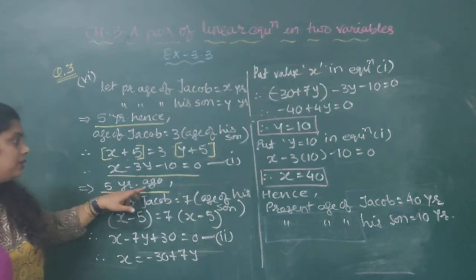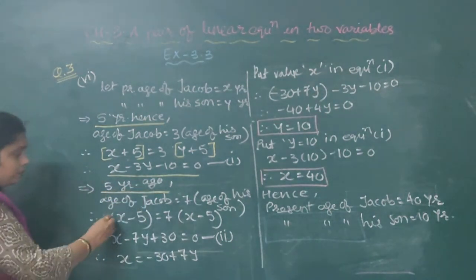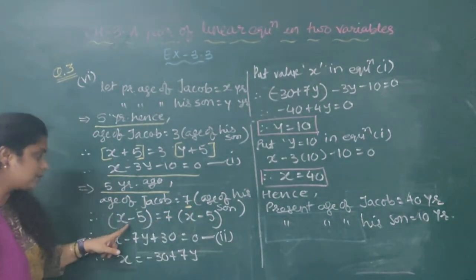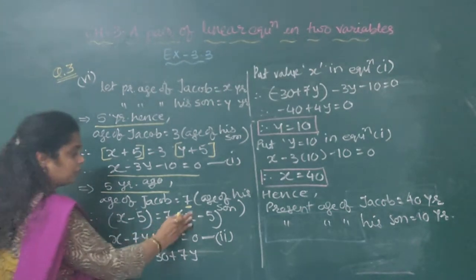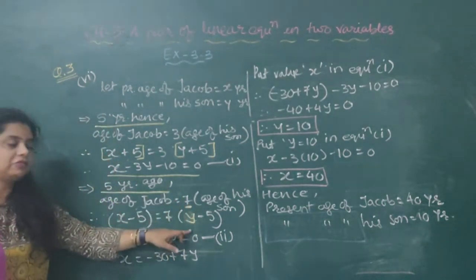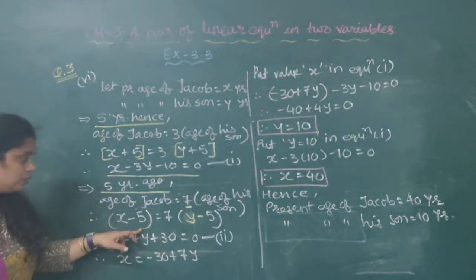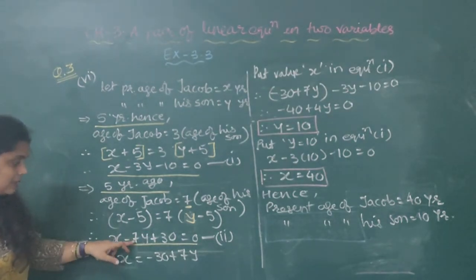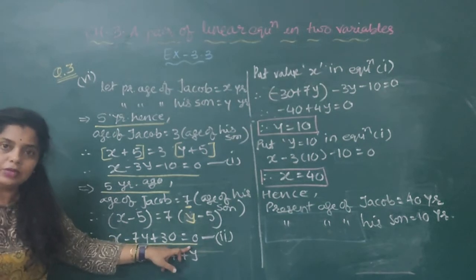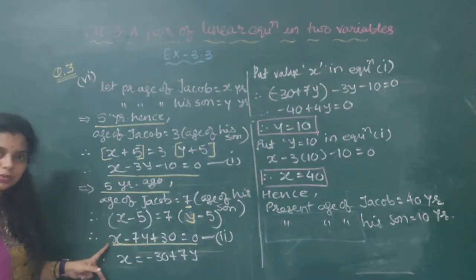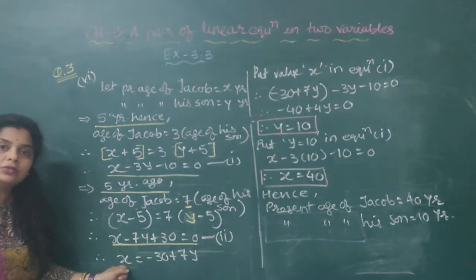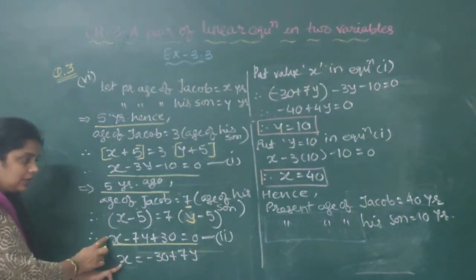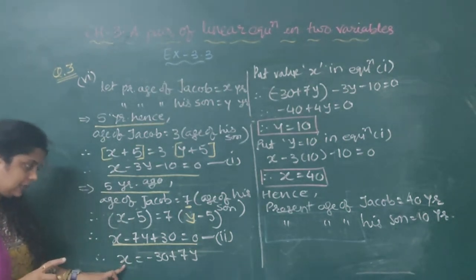Here it is given that 5 years ago, Jacob's age is equal to 7 times his son's. It means x minus 5 is equal to 7 times y minus 5. Is it clear? Now again do simplification and you will get the second linear equation, which is x minus 7y plus 30 is equal to 0. Now I am using this second equation for substitution, to express the x variable in terms of y. So here I have selected this one to express x in terms of y.